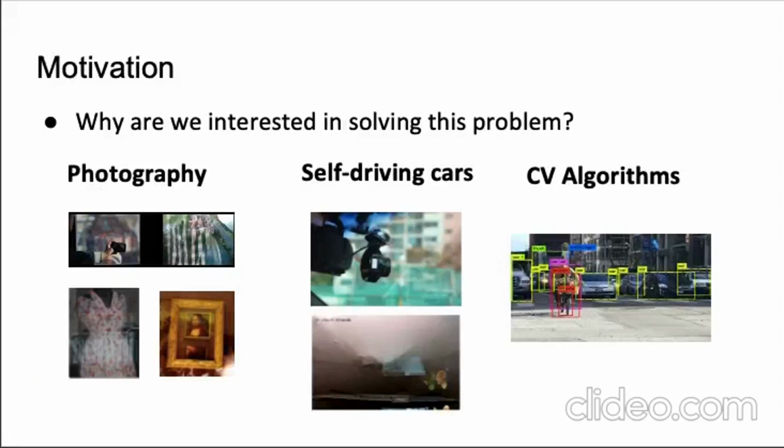Why are we interested in solving this problem? In photography, reflections lead to loss of information in the scene and reduce the video reusability. In self-driving cars, cameras are usually mounted behind a glass barrier, causing reflections and poor understanding of the surrounding environment. Reflections also reduce the accuracy of many computer vision algorithms. So reflection removal can be used as a pre-processing step for many computer vision algorithms.